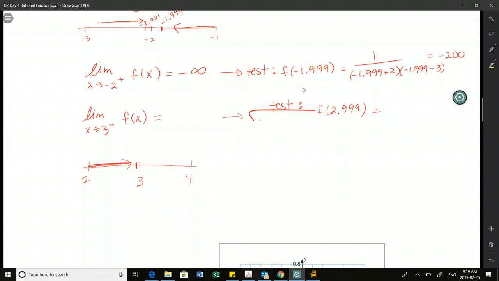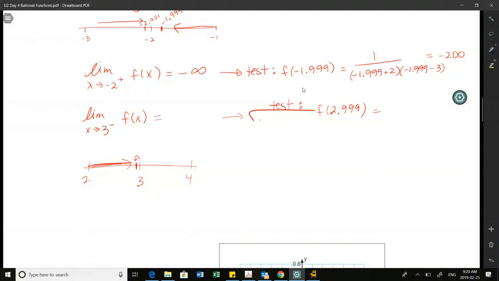Lauren? Why for this one is it 2.99, but the other one you went over it's like 2.001? So again, you just have to use your common sense here. We're approaching from the left, so I need something that's on the left side of 3, coming toward 3, right? Yeah, positive. So that makes a difference too, when it's positive and negative.